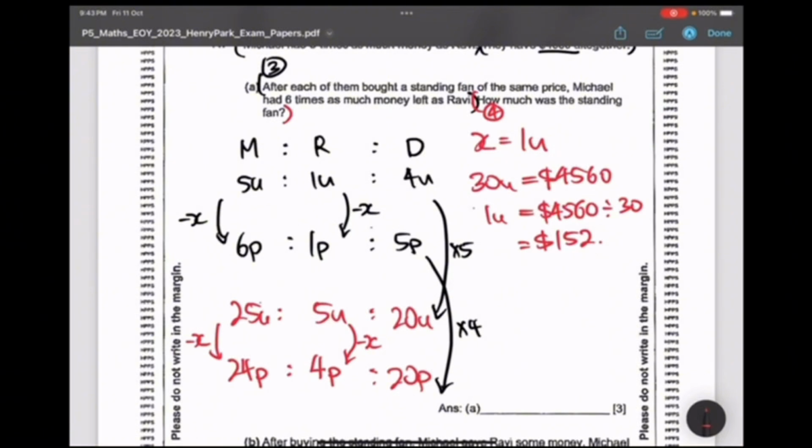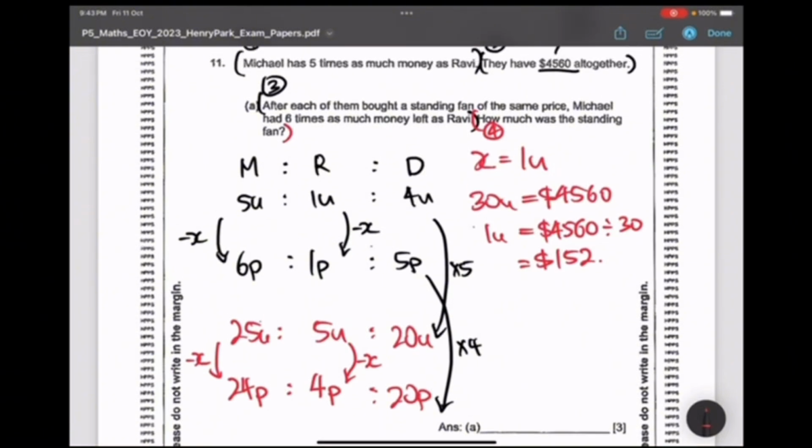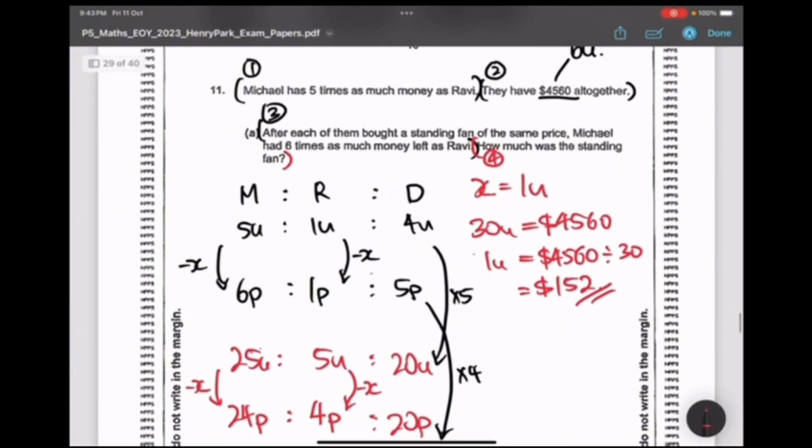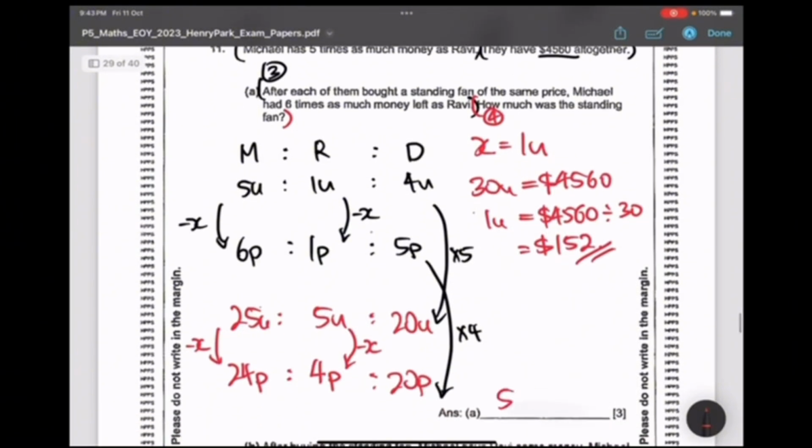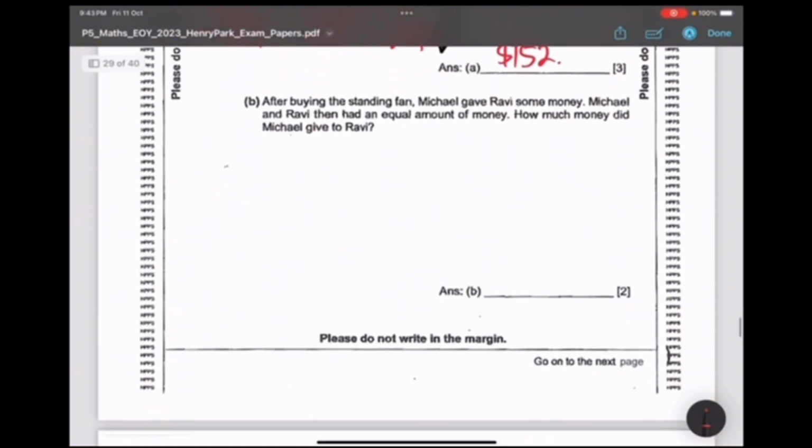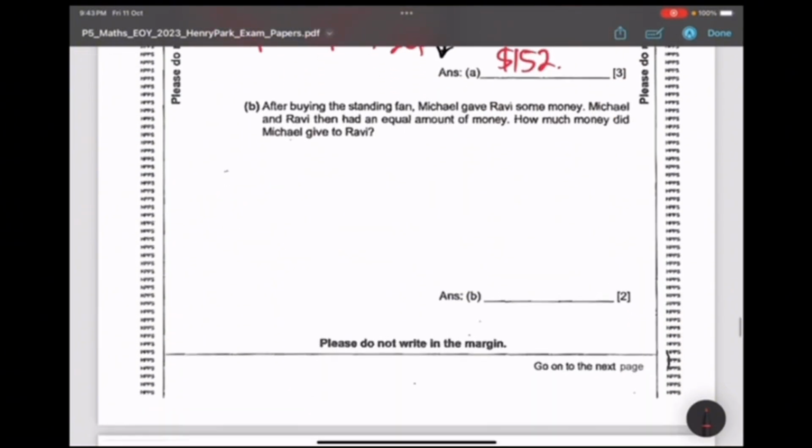And that would simply be $152. If they are looking for the price of the standing fan, I have to know that the price is x, and x equals 1 unit. So therefore, I have found my answer. The answer to this question, question 11, is $152. Alright, moving on to part B.